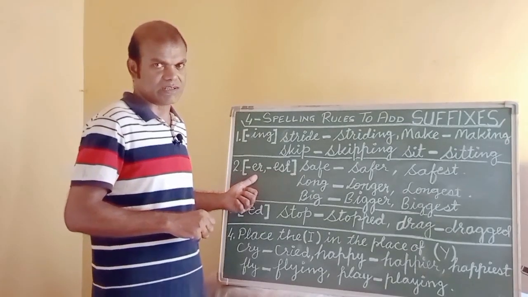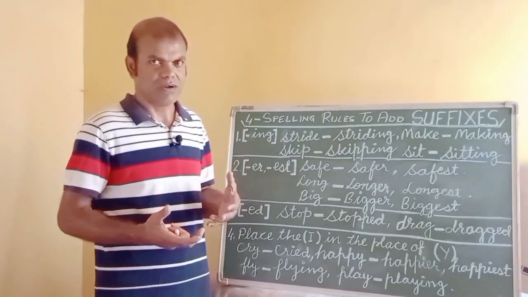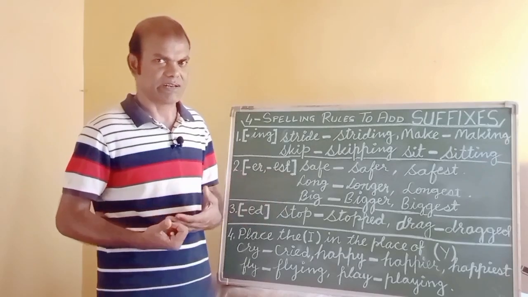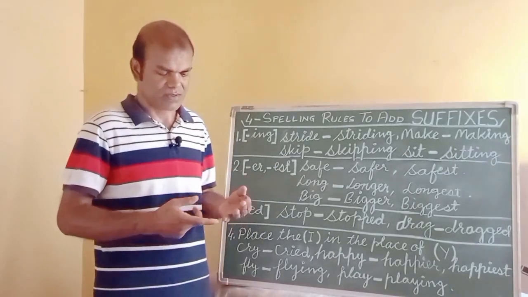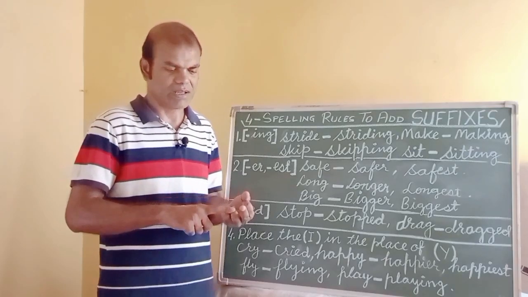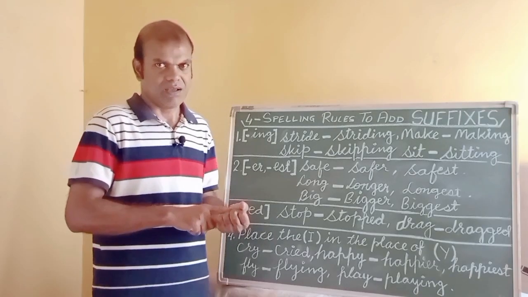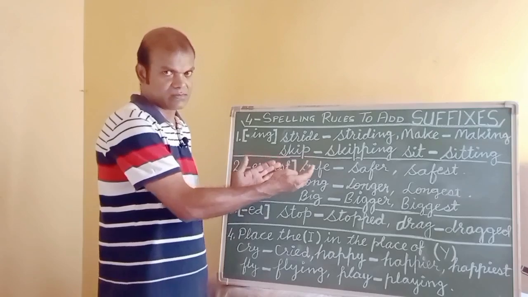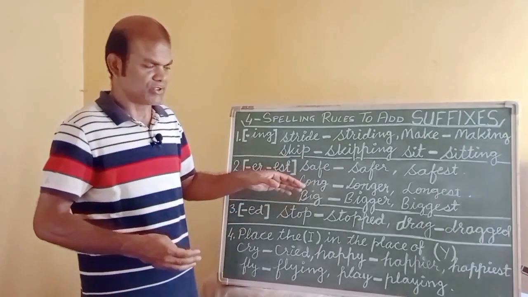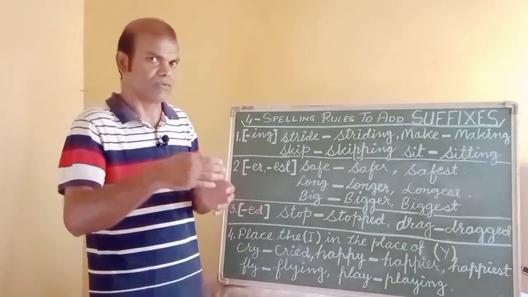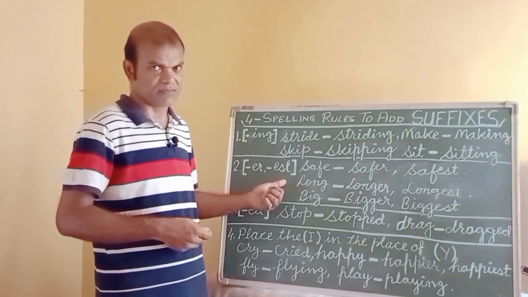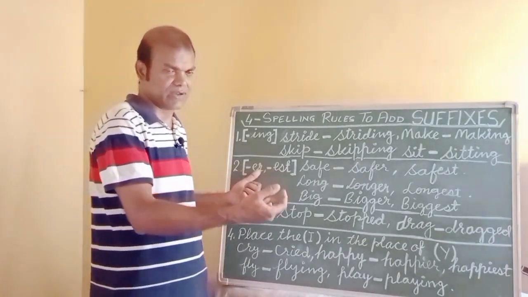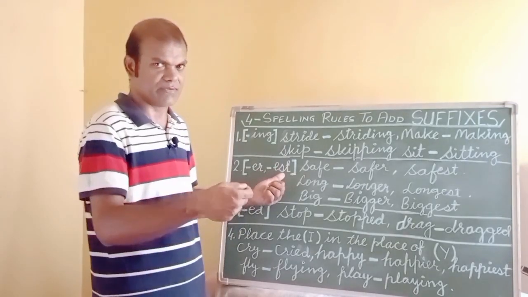Now number 2, er and est. The suffix er changes a word into a noun or the comparative degree of an adjective. There are 3 degrees for adjectives: positive degree, comparative degree and superlative degree. The positive degree is the main word, and to change the main word into the comparative or superlative degree, we use these suffixes: er for the comparative degree and est for the superlative degree.